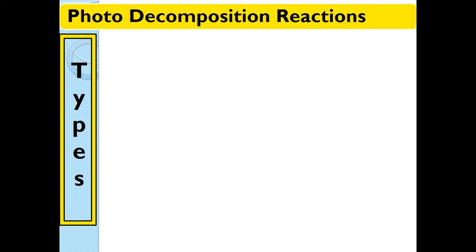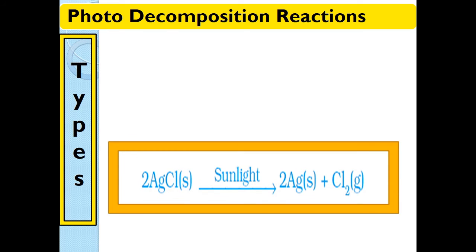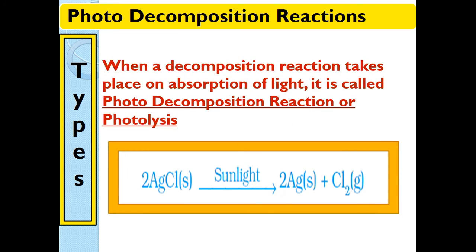Third type of decomposition reactions are photo decomposition reactions. When a decomposition reaction takes place on absorption of light, it is called photo decomposition reaction or photolysis. For example, when silver chloride is kept under sunlight, it breaks down into silver and chlorine gas.